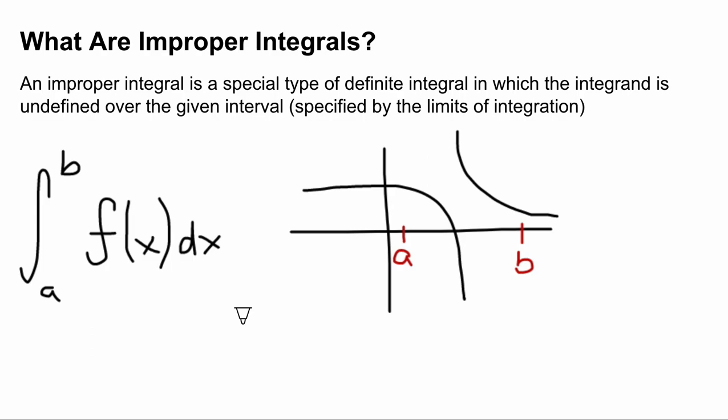Well, they are a special type of definite integral, but the integrand will be undefined over the interval specified by the limits of integration, which is what makes it improper. So I have this little example here. If we're asked to find the area under the curve of some function f of x over the interval of a to b, I have graphed out here this function, but you can see that there is some sort of vertical asymptote in between a and b. This makes it improper. This is where the function is undefined.